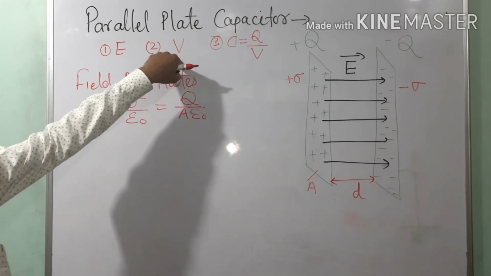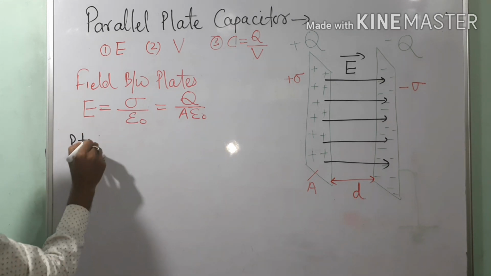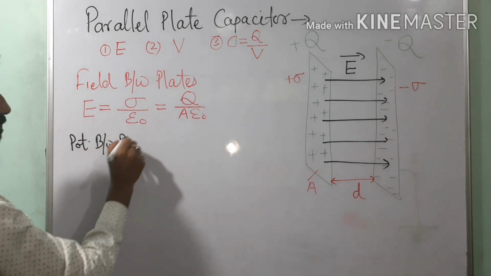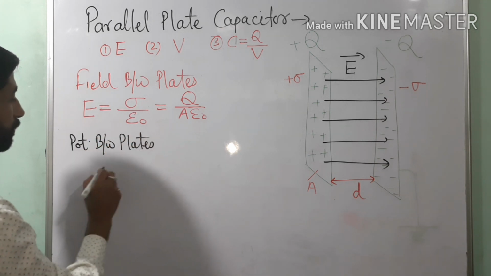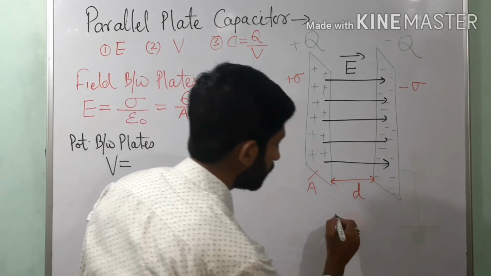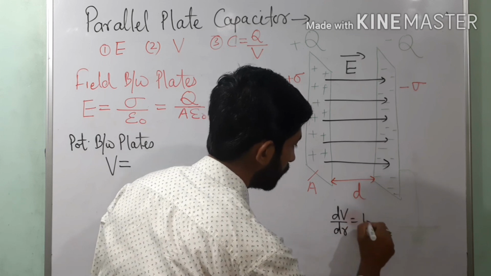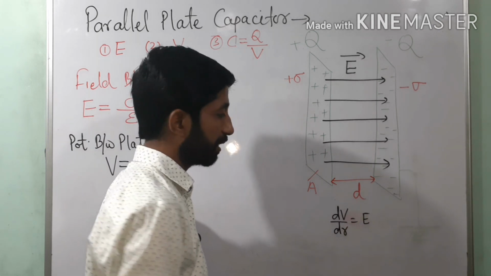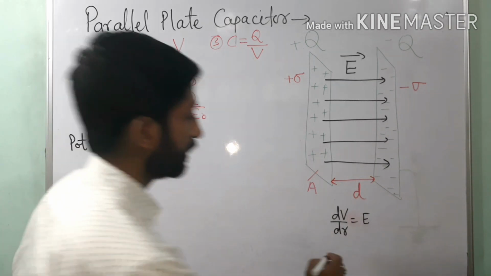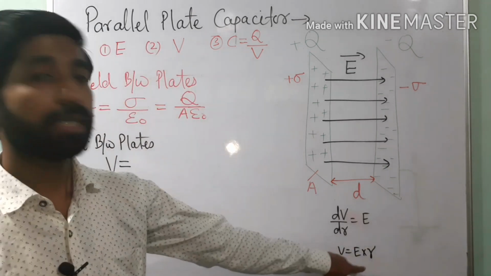What is the potential? So the potential between the plates, V, will be found by the formula dV upon dr is equal to E, only taking the numerical values. This dr gets multiplied by E. So potential is equal to what? E into r. We shall use this formula.